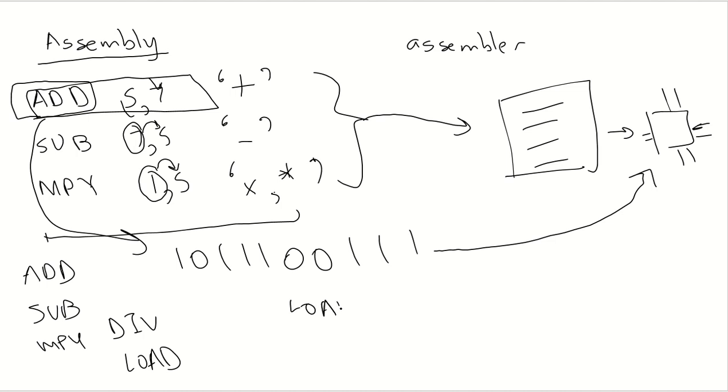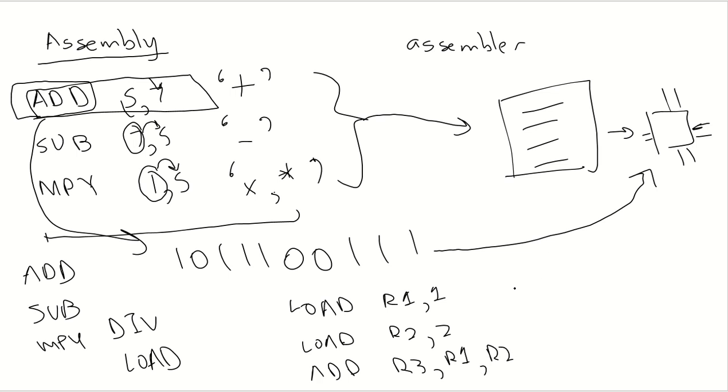Let me give an example. Load R1 1, load R2 2, and add R3 R1 R2. If you don't understand it, it's okay, but basically this instruction means you're asking the processor, can you add 1 plus 1 with 2? That's what you're asking the processor to do. So it's a very simple thing, but you need 3 instructions. So first of all, it's very long even to write a simple program in assembly language.